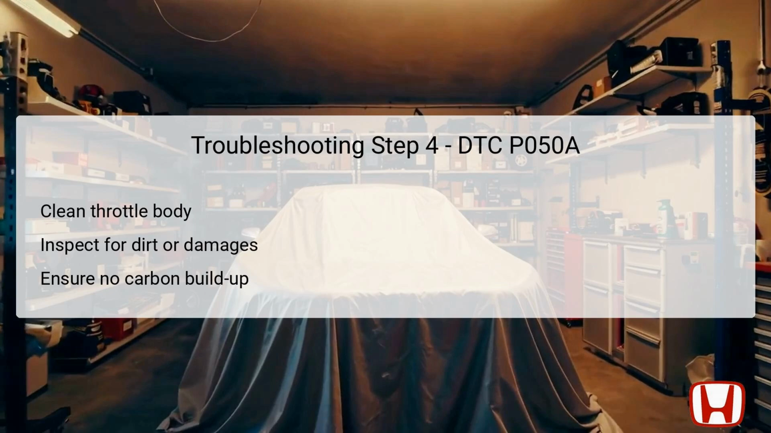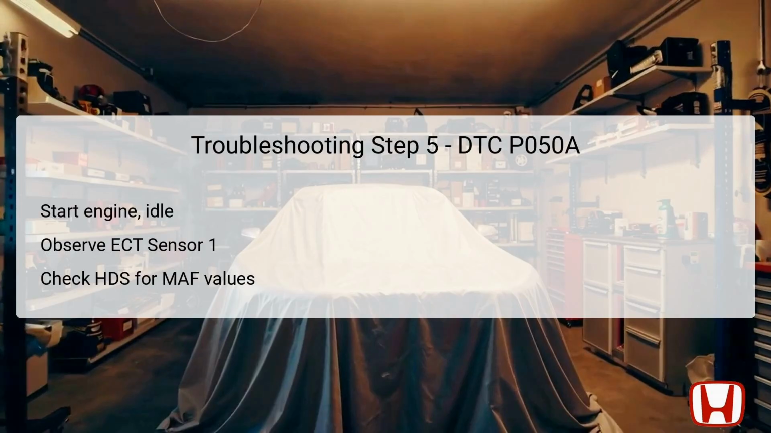If any abnormalities are found during this inspection, it indicates a significant concern that needs addressing to resolve the DTC issue. To proceed with this step, start the engine and allow it to idle to gather real-time values from the sensors. Ensure that the ECT, engine coolant temperature, sensor 1 value is above 158 Fahrenheit, approximately 70 degrees Celsius, as this is critical for executing accurate MAF, mass airflow sensor checks.